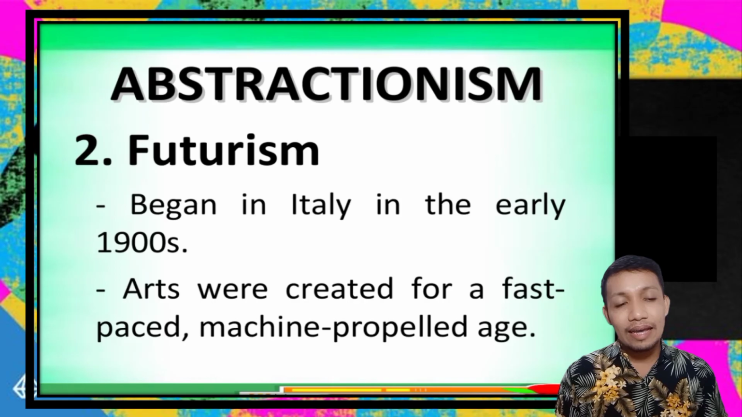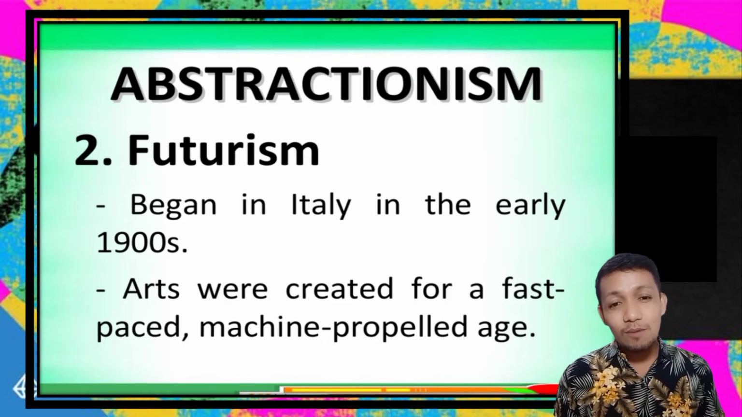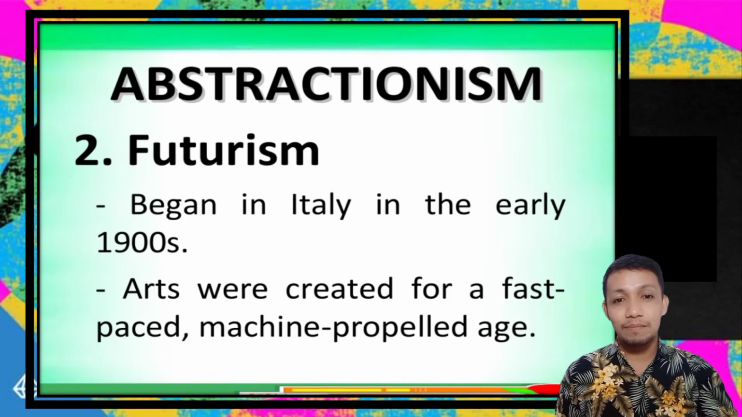Futurism began in Italy in the early 1900s. Arts were created for a fast-paced, machine-propelled age. So this is the second sub-movement of Abstractionism.